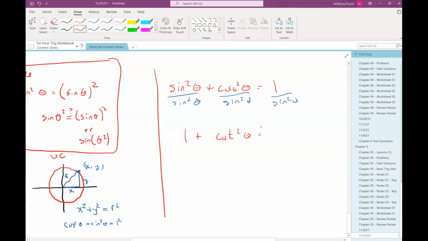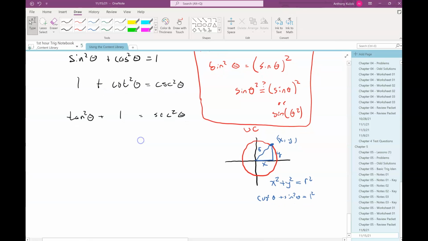And if I look at 1 over sine squared theta, this also looks like an identity. If I look at the reciprocal identities, I see that cosecant theta is 1 over sine theta. So 1 over sine squared theta, I can think of as 1 over sine theta times 1 over sine theta, or cosecant theta times cosecant theta, which is cosecant squared theta. So that's where this identity comes from. I took that original Pythagorean identity and divided both sides by sine squared.